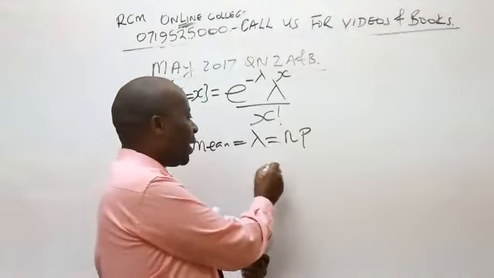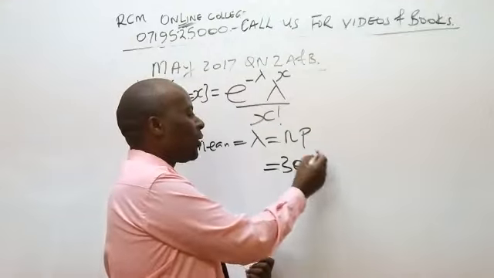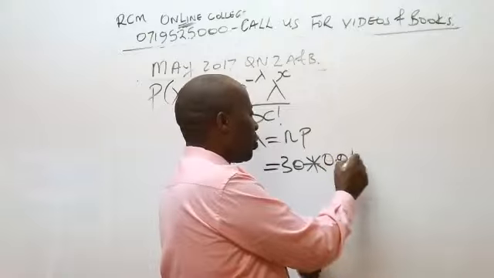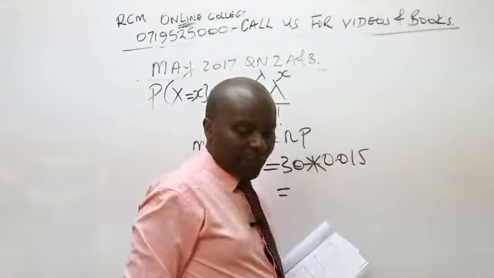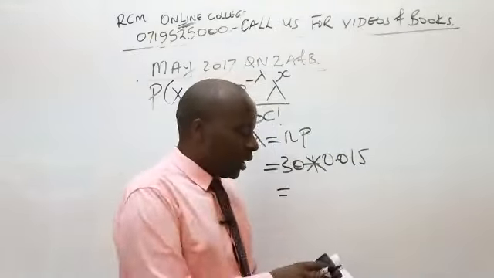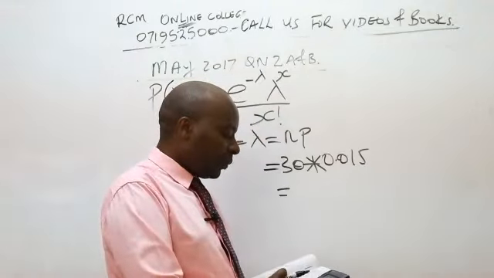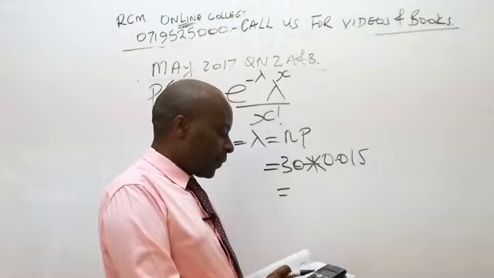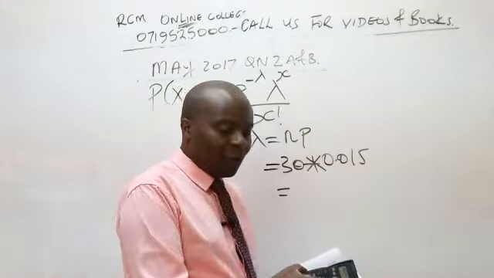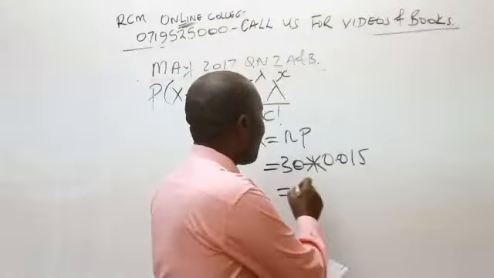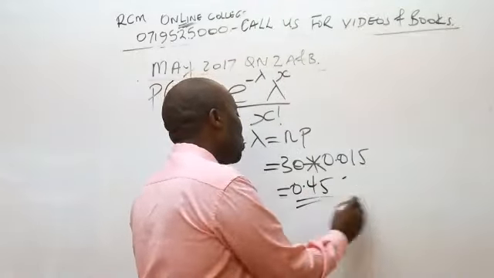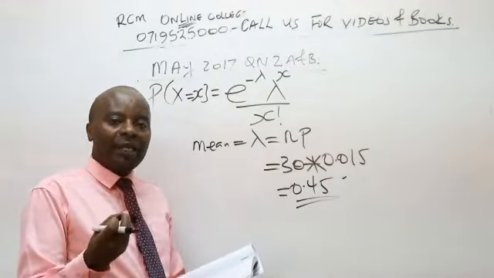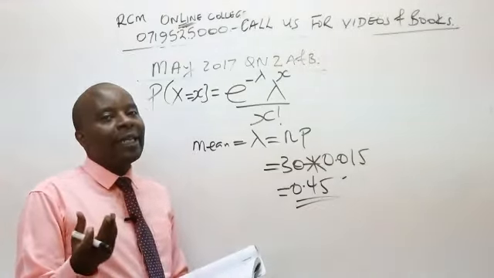So in this particular case, our number of trials n is 30, and the probability given here is 0.015. So at the end of the day, that gives me 30 times 0.015, which gives me 0.45. Ladies and gentlemen, the moment you have given me this mean, I'll be able to give you whatever Poisson probabilities you will be needing.